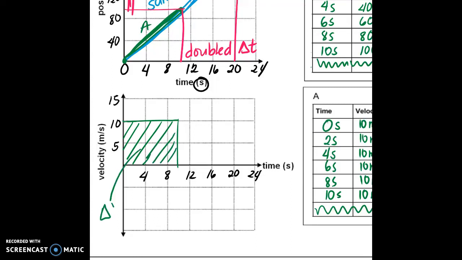So displacement for A. And then for B, it also happens at 10 meters per second, but it's happening for 20 seconds. And I'll just go the other way so that we can see both. And so this is the displacement for B. Okay.